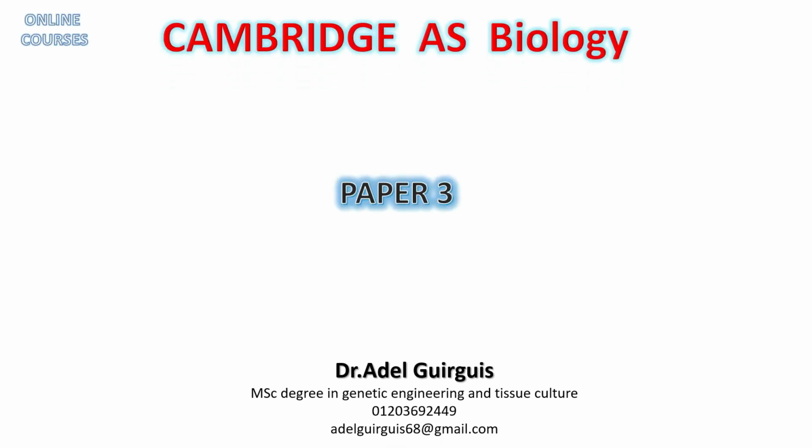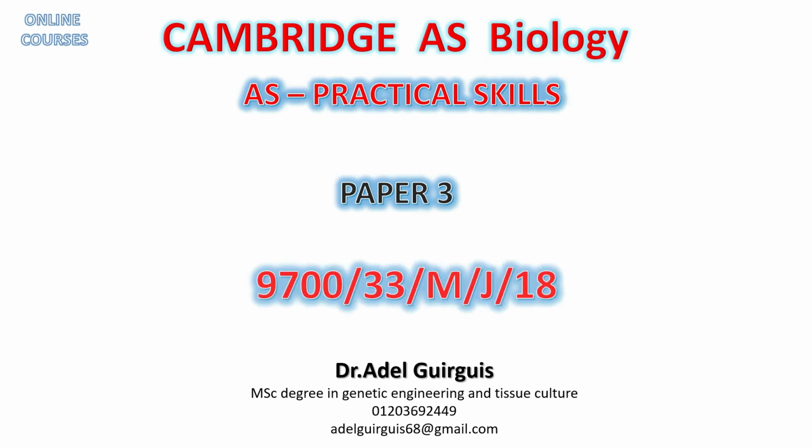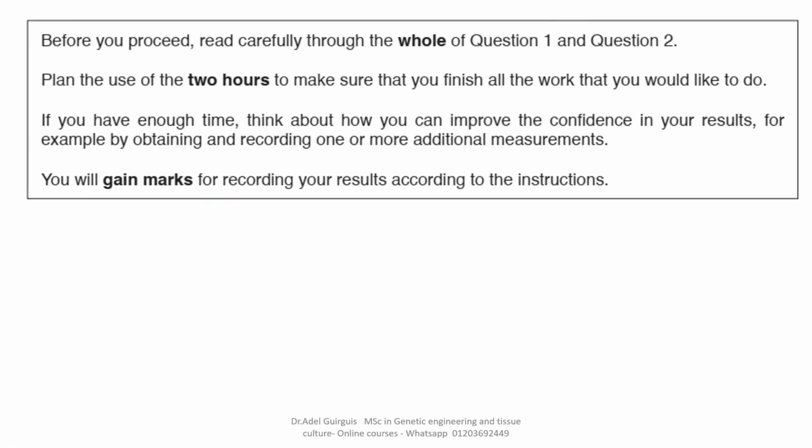Today we will solve together Paper 3, Paper 33, May/June 18. Before you proceed, read carefully through the whole of Question 1 and Question 2. Plan the use of the 2 hours to make sure that you finish all the work that you would like to do. If you have enough time, think about how you can improve the confidence in your results, for example, by obtaining and recording one or more additional measurements. You will gain marks for recording your results according to the instructions.